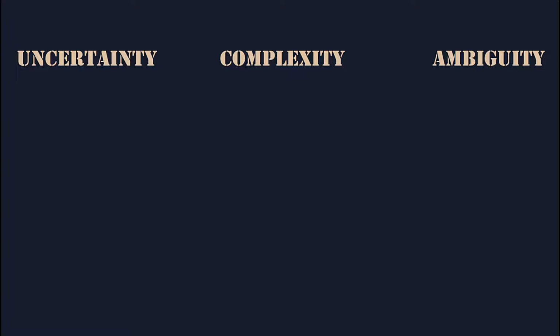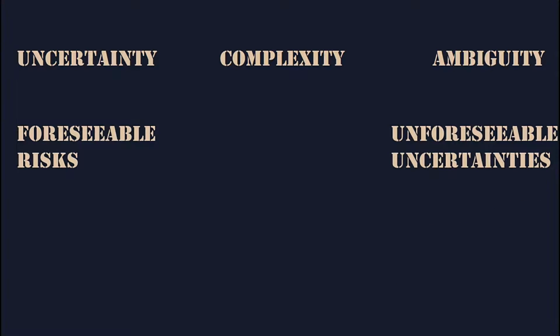The uncertainties are the risks that are usually foreseeable. It means that you know that they might happen. They don't always happen, but if they do, you need to be prepared for them. The ambiguities are unforeseeable uncertainties. These are the occurrences that you have absolutely no idea of knowing. And complexities are usually the parts of the project that turn out to be more complex than anticipated.